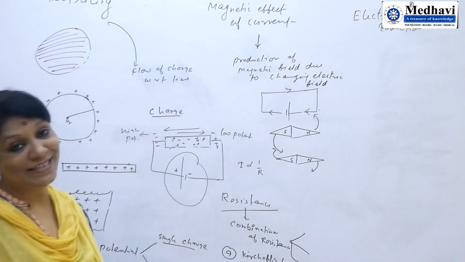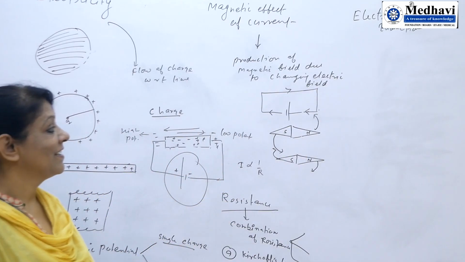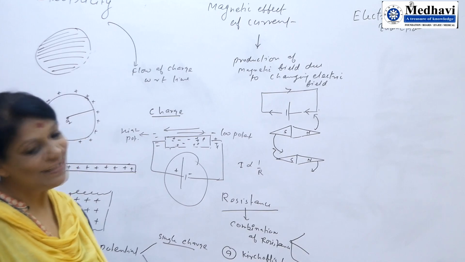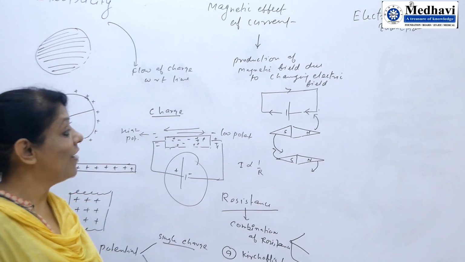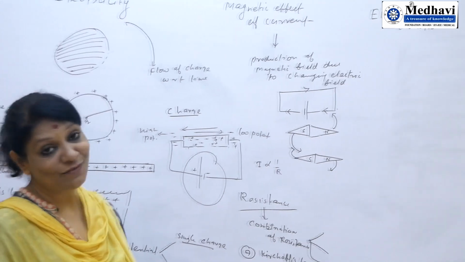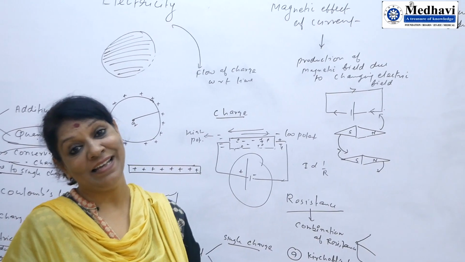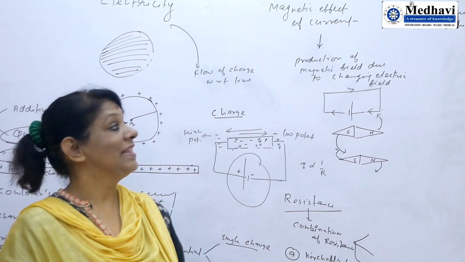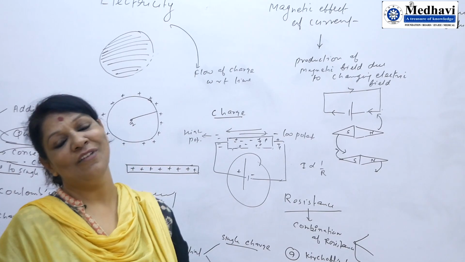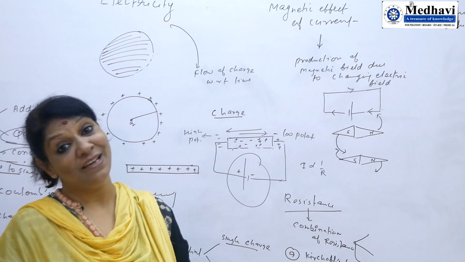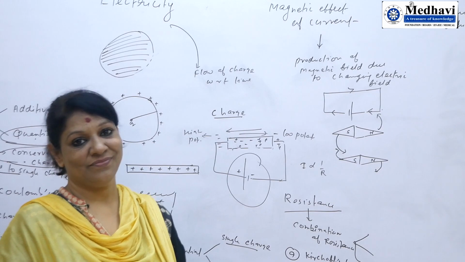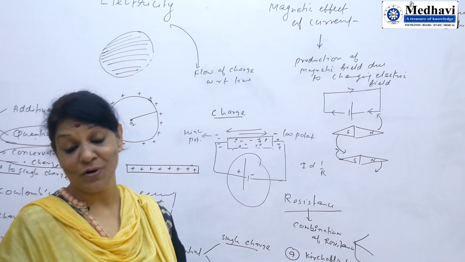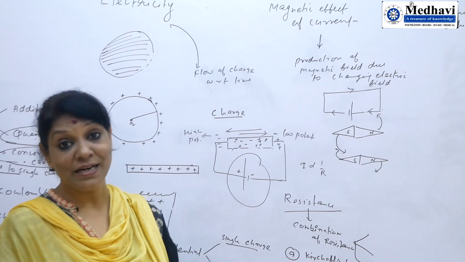So if there is no electricity, then you can say a magnet can produce a magnetic field, but if current is flowing through a wire, that wire will also produce a magnetic field, and the entire wire will produce a magnetic effect. So Oersted's law is very important in this part. Oersted's experiment we need to study.